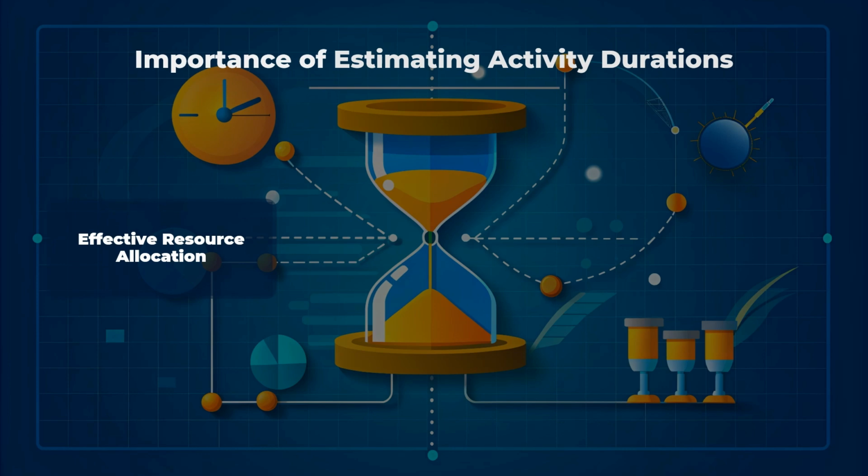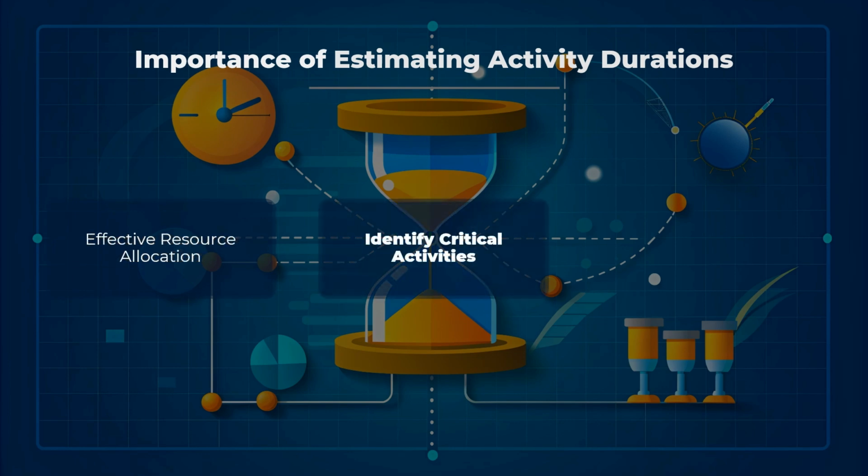Consider a software development project. Accurate duration estimates for coding, testing, and deployment phases ensure that developers, testers, and deployment teams are scheduled efficiently, minimizing downtime and maximizing productivity. The second reason is that estimating activity durations helps identify critical activities within the project.